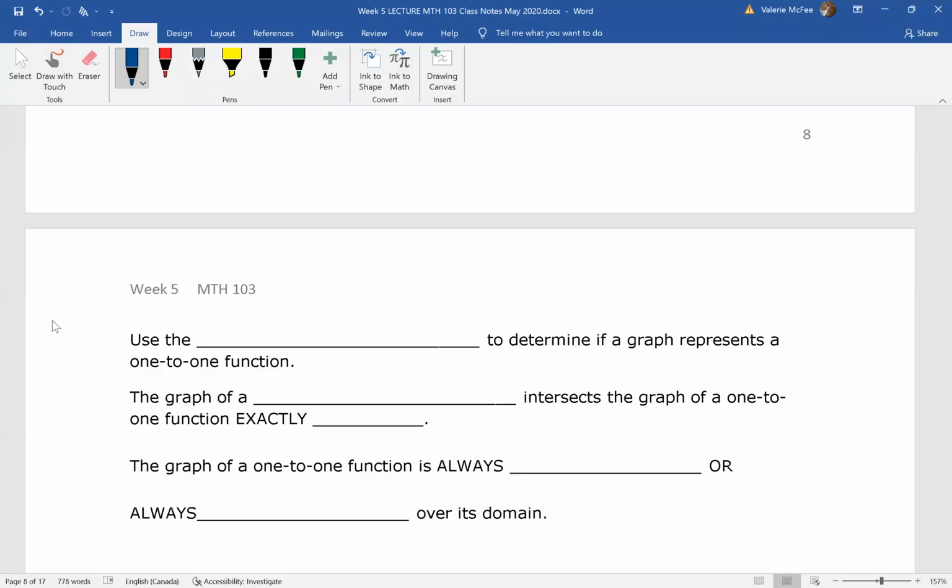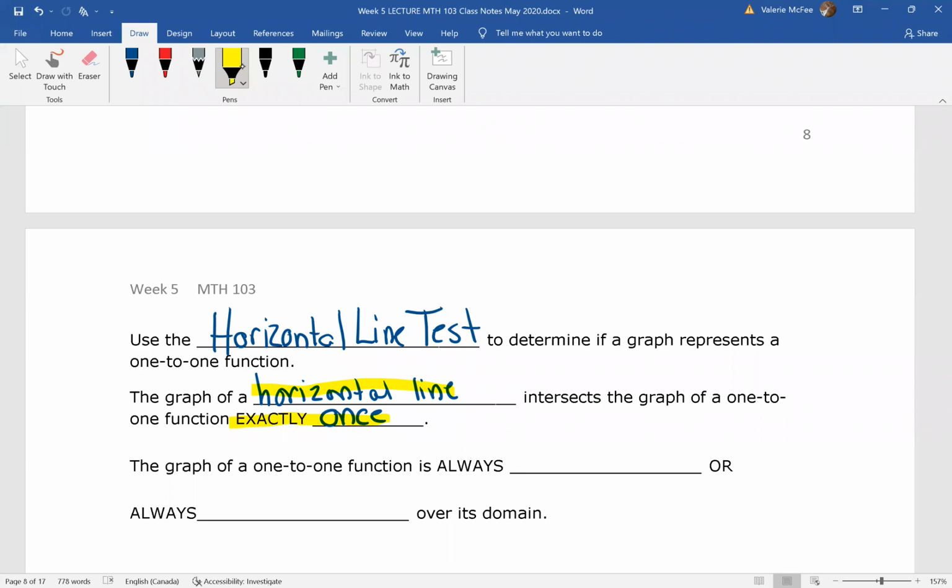I hope you noticed that each time I checked a graph, I was using a horizontal line. So we're using what's called the horizontal line test to determine if a graph represents a one-to-one function. A horizontal line intersects the graph of a one-to-one function exactly once. So when we were checking for a function, we used the vertical line test. When we're checking for a one-to-one function, we also need the horizontal line test.